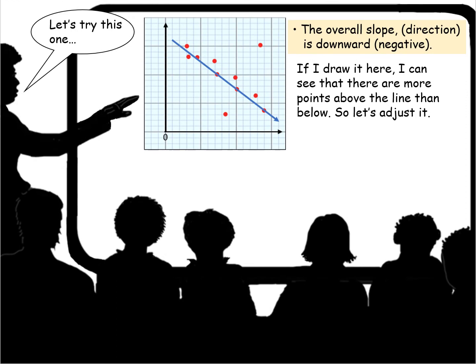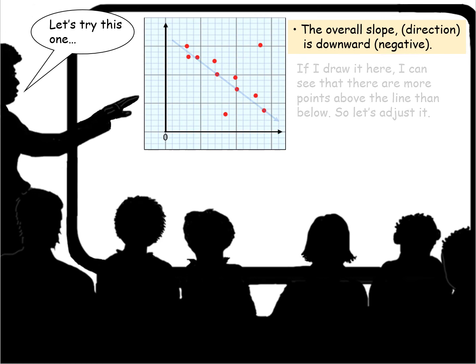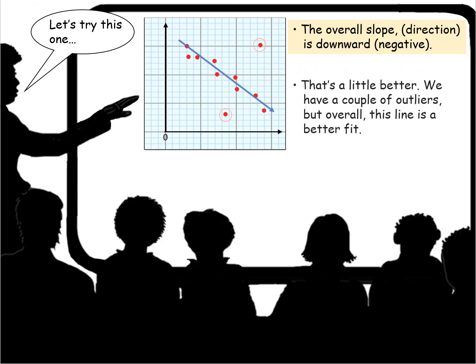Let's try this one. The overall slope or direction is downward. That's negative. If I draw the line of best fit here, I can see that there are more points above the line than there are below it. But if I move the line and adjust it slightly, this is a little bit better. We have a couple of outliers, but overall, this line is a better fit for the data. It represents the data better.